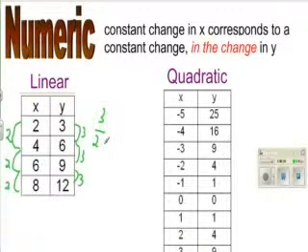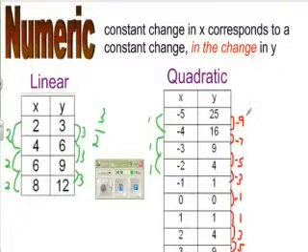Now when we go to the quadratic, it's a little bit different. Looking at the quadratic table, we can see it's going up by 1, up by 1, up by 1. So I'm not going to elaborate here. But over here, a linear would be ruled out because the change isn't constant. This one's going down by 9, and then these two are going down by 7, and these two are going down by 5. So that's obviously not linear.